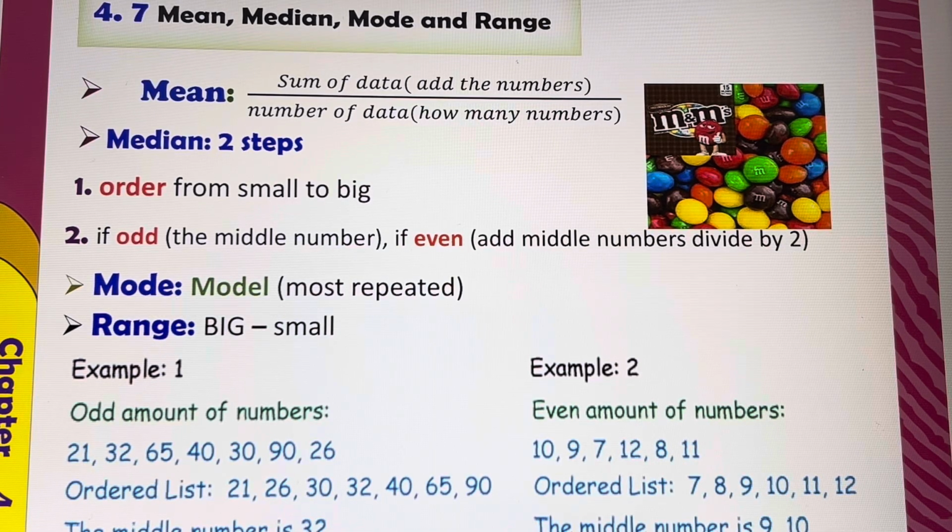I also have mode. Mode means most repeated. Let's say I have number 3 that's repeated 2 times. So this is going to be the mode. And also I've got range. Range means the difference between 2 numbers, the smallest number and the largest number. So I'm going to say the biggest number minus the smallest number.